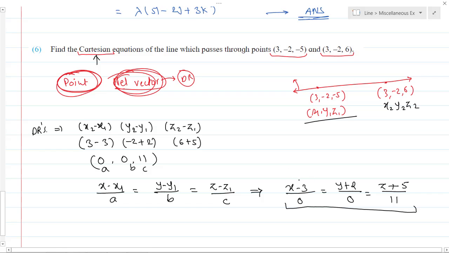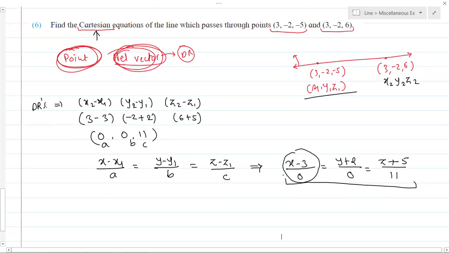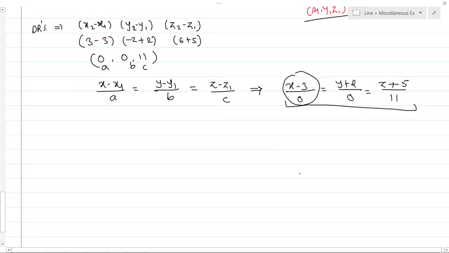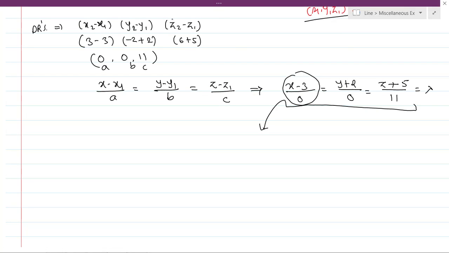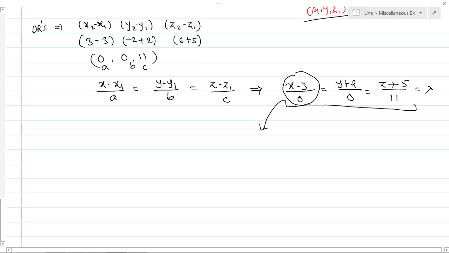Do not think that this will become infinity. No, this is not infinity. If you want to have a clear idea of what this equation is, then let's equate it to lambda. After equating to lambda, what equations will I get? This part will be equal to lambda. So x minus 3 equals 0 into lambda, so x minus 3 equals 0. So x equals 3 is the first line.